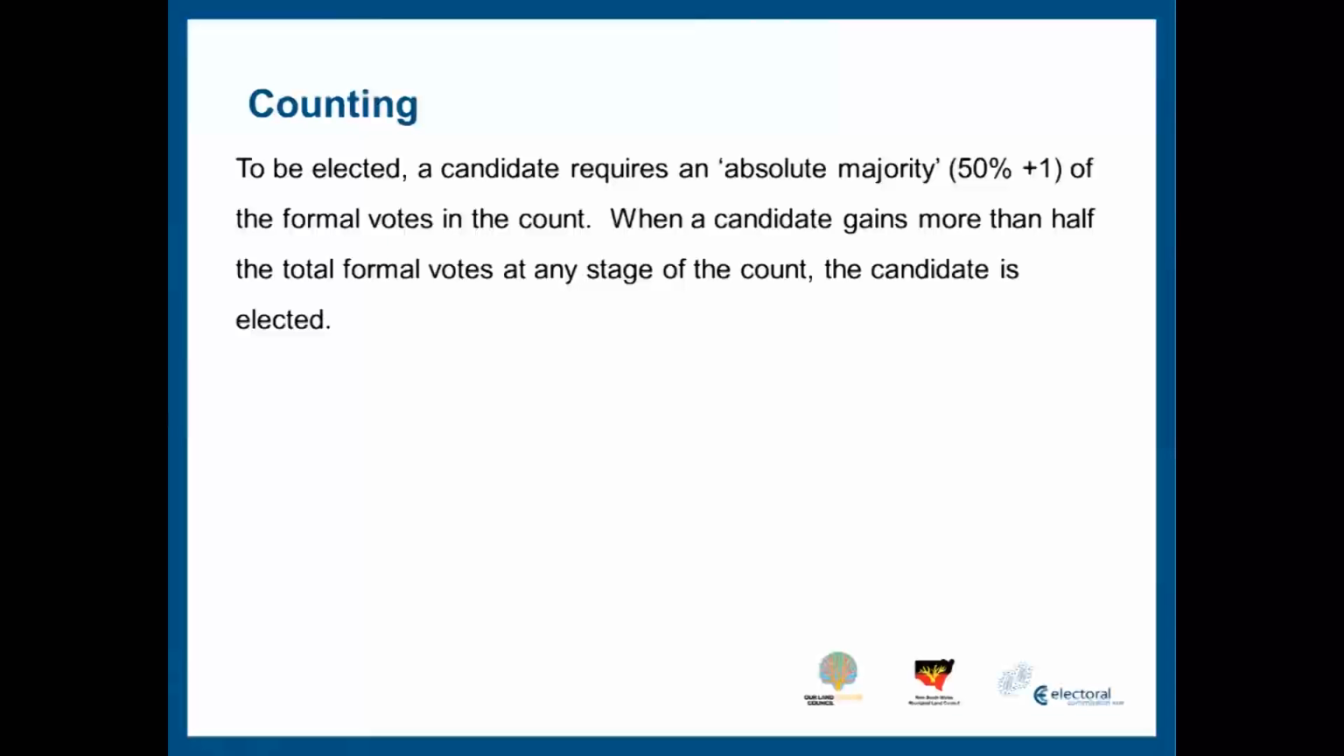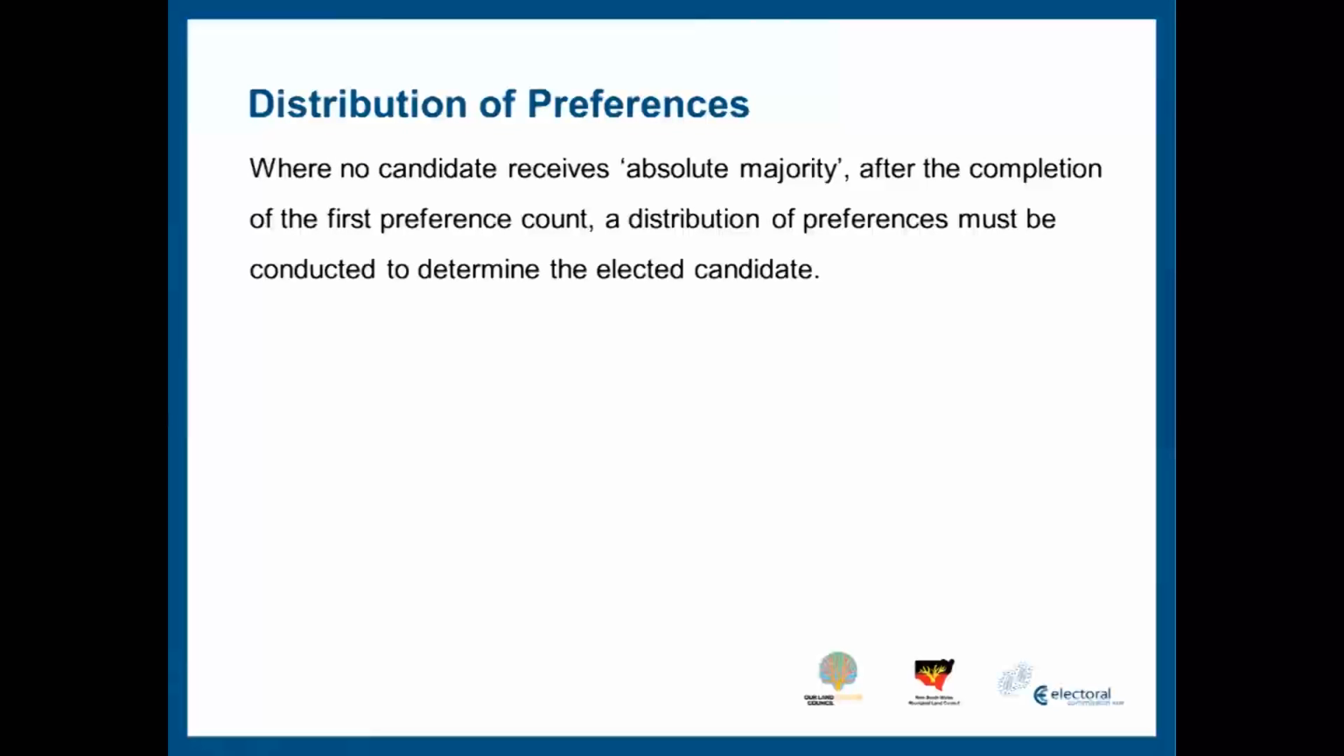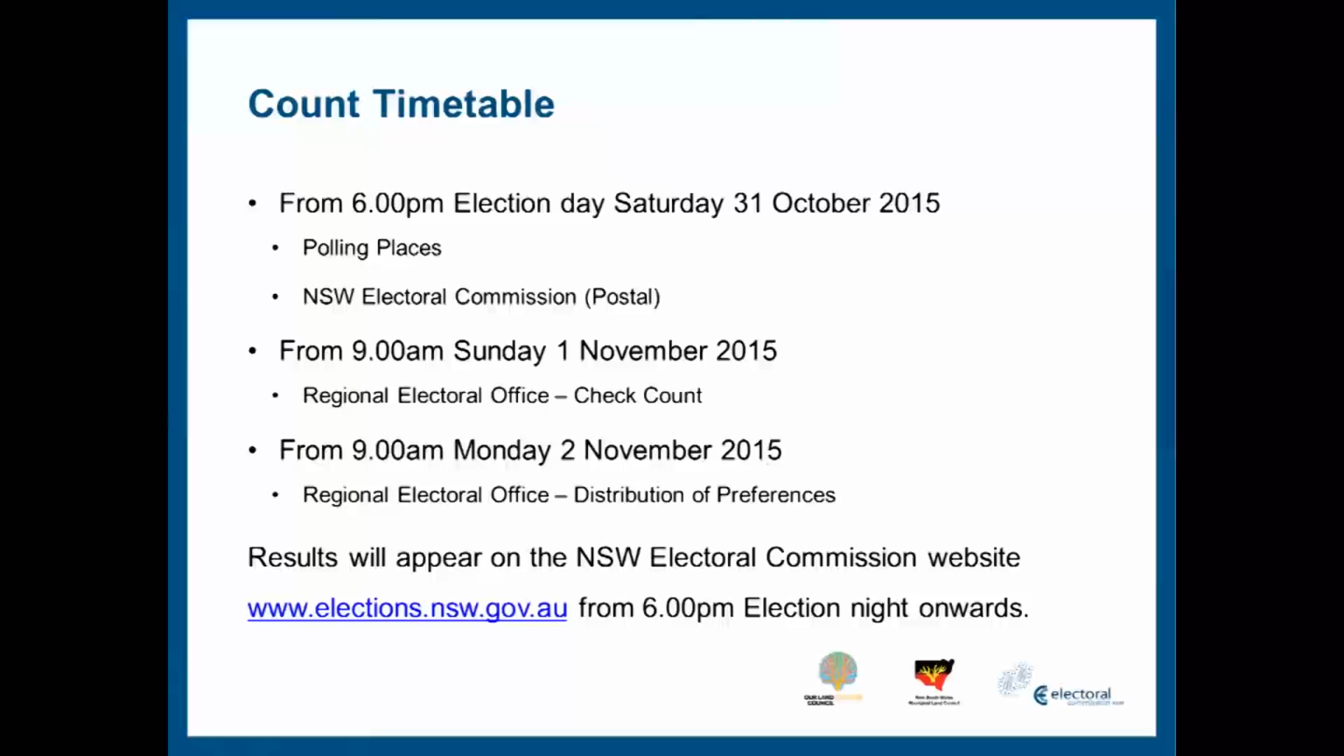The counting of votes. To be elected, a candidate requires an absolute majority, which is 50% plus 1 of the formal votes in the count. When a candidate gains more than half the total formal votes at any stage of the count, the candidate will be declared elected. Where no candidate receives an absolute majority after the completion of the first preference count, a distribution of preferences will be conducted to determine the elected candidate. The count timetable is listed.